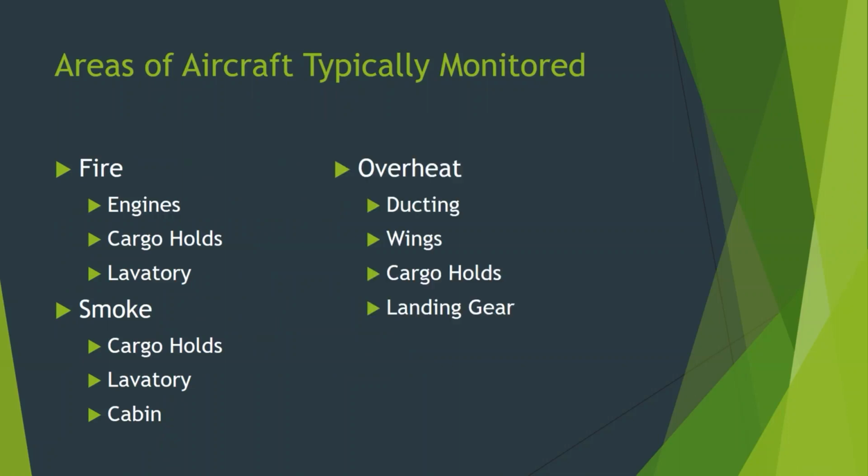Overheat, we can see in areas like ducting, areas where you're going to have bleed air. So the ducting that carries bleed air throughout the aircraft, the wings that have bleed air for anti-ice, cargo holds can have heat issues because of that going to them. And then landing gear, if our brakes get too hot, or if there's a burst tire or something like that, that can cause heat issues. So if you get a fire or an overheat on the landing gear, you want to know that.